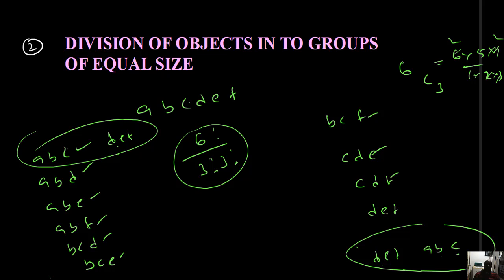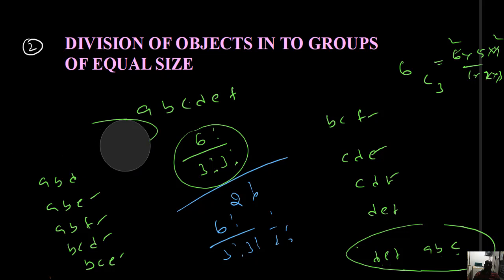This is not the right answer. What should we do? We need to divide this by 2 factorial, because you are making 2 groups. What is the final answer? 6 factorial by 3 factorial into 3 factorial into 1 by 2 factorial. Okay. Listen, students.